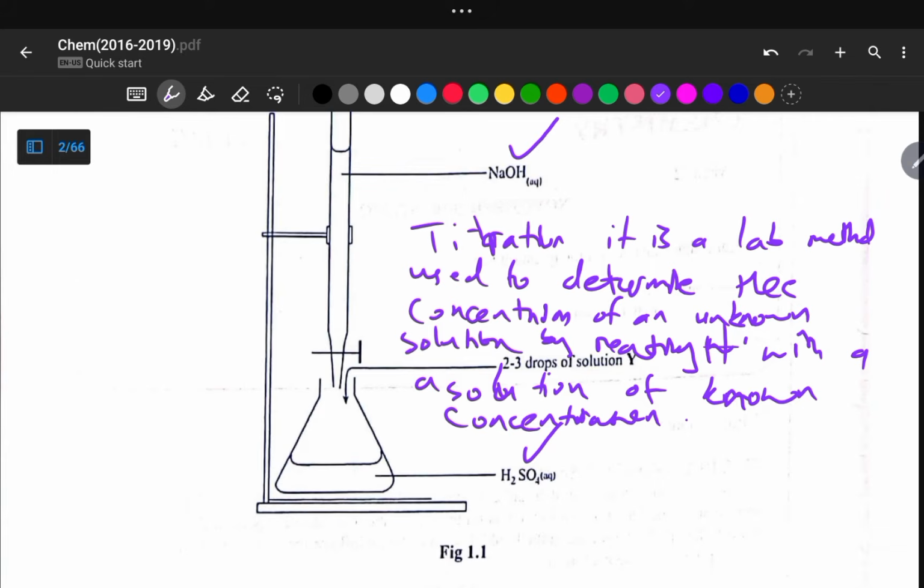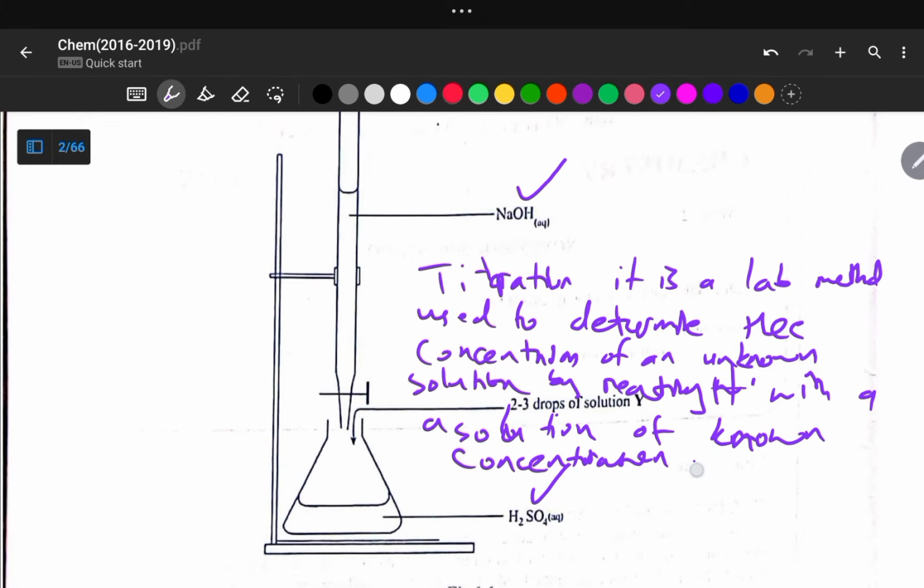So what is a standardized solution? It is one with a known concentration. A standardized solution can also be called a titrant, meaning the solution used in titration. And the one with the unknown concentration can be called an analyte, right? These are the terms you need to familiarize yourself with.